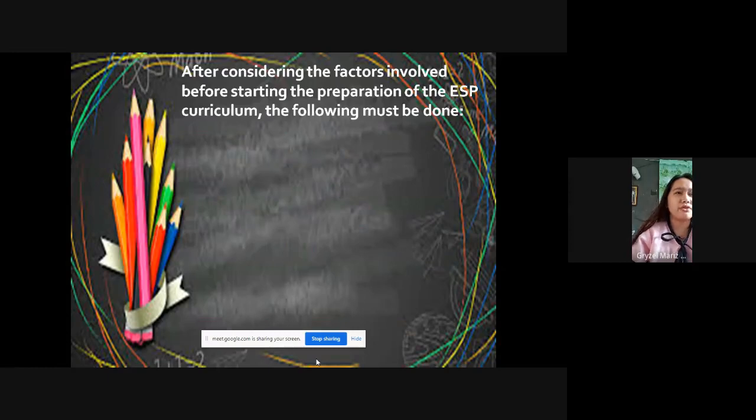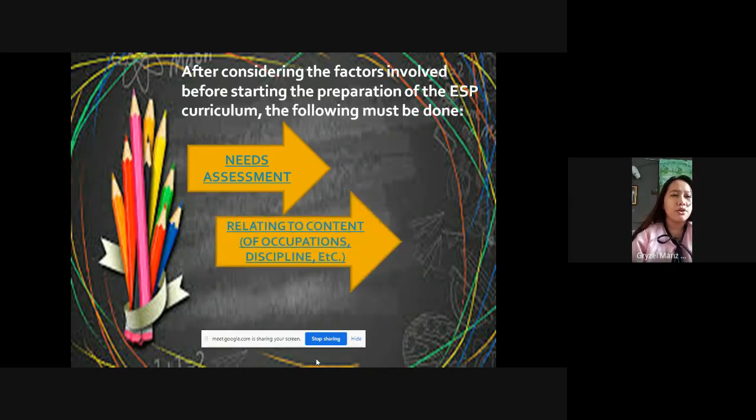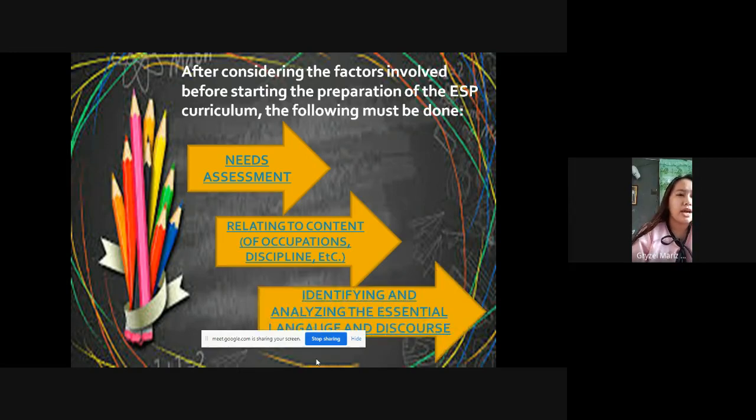After considering the factors involved, before starting the preparation of the ESP curriculum, the following must be done. Number one, needs assessment. Number two, relating the content of occupations, disciplines, etc. And last, identifying and analyzing the essential language and discourse. So these are the three factors we need to consider in preparing an ESP curriculum.